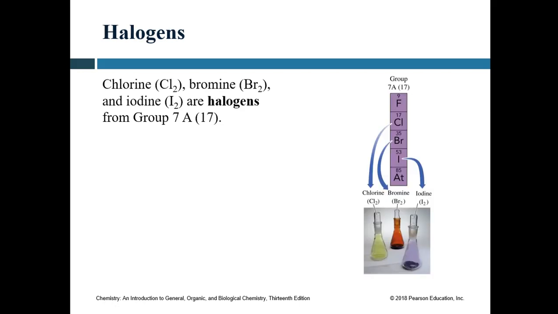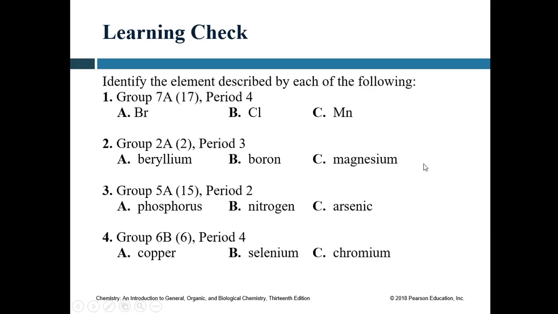If we go over to the other side of our periodic table, on the right-hand side, we have the halogens, which are these gases: green poisonous chlorine gas, our bromine, and our purple iodine.